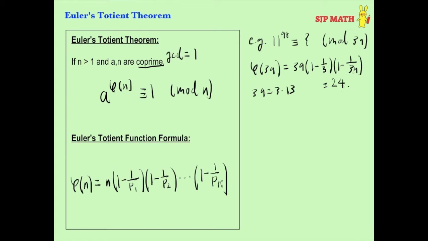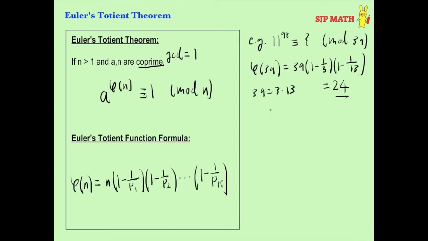Does it? Wait. Yep, it does. Oops, sorry, that has to be a 13. So that indeed will be equal to 24. So totient of 39 is equal to 24.